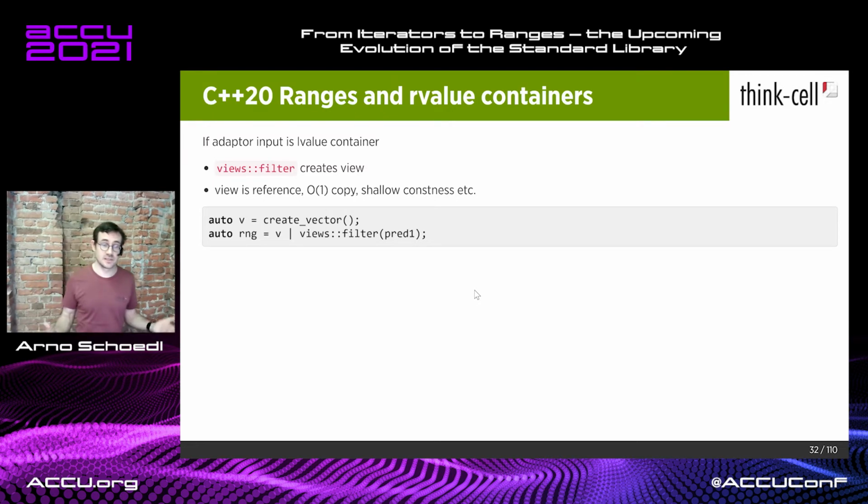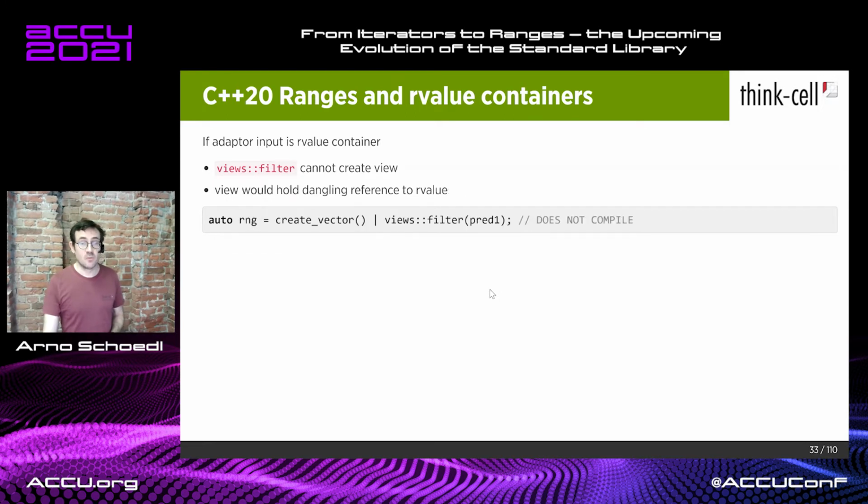You create a vector and you filter it. Okay. Now, what happens when you create a vector in place as an R value and then want to filter it? Well, with current C++20, this does not compile because, as I said, these adapters contain references to the underlying range. Now, if the underlying range is an R value and will go out of scope any moment, then it's gonna have a dangling reference, and that's a problem.